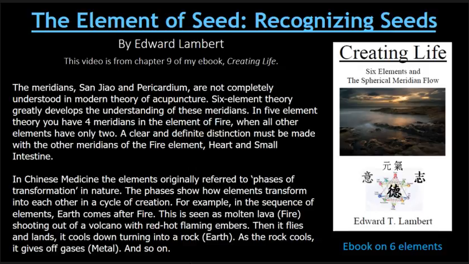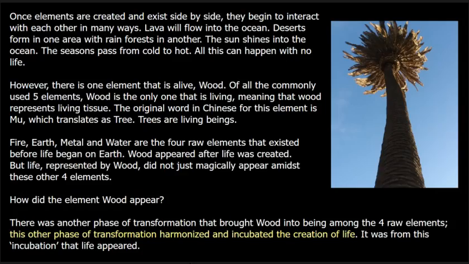In Chinese medicine, the elements originally referred to phases of transformation in nature. The phases show how elements transform into each other in a cycle of creation. For example, in the sequence of elements, earth comes after fire. This is seen as molten lava fire shooting out of a volcano with red-hot flaming embers. Then it flies and lands, it cools down, turning into rock, earth. As the rock cools, it gives off gases, metal, and so on.